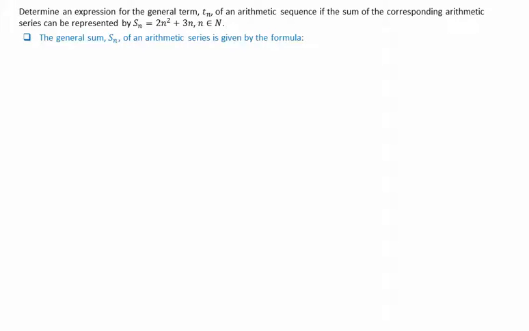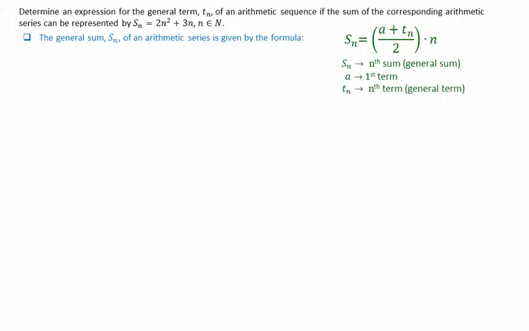The general sum, Sn, of an arithmetic series is typically given by the formula Sn equals (a plus Tn) over 2 times n, where Sn is the nth sum, or general sum, a is the first term, Tn is the nth term, also called the general term, and n is the term number.